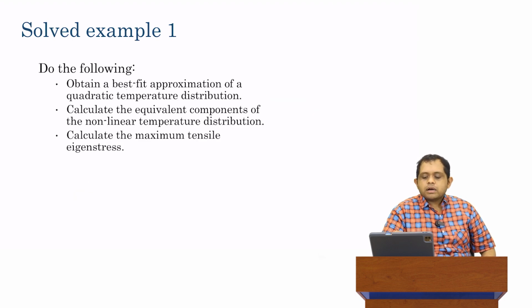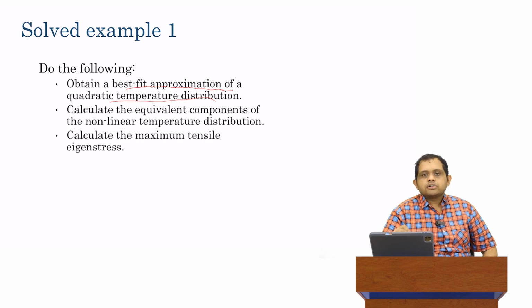Okay, so given all this data, we are asked to do the following. First, obtain a best fit approximation of a quadratic temperature distribution. So if you recall from our previous lectures, there was a study by Tia and Kobane where they showed that to a large extent, you can pretty much approximate the temperature distribution through the JPCP using a quadratic distribution. Now, there are other ways to do this also, and we'll talk about a little bit towards the end of this example. But to a large extent, a quadratic distribution is generally not a bad assumption.